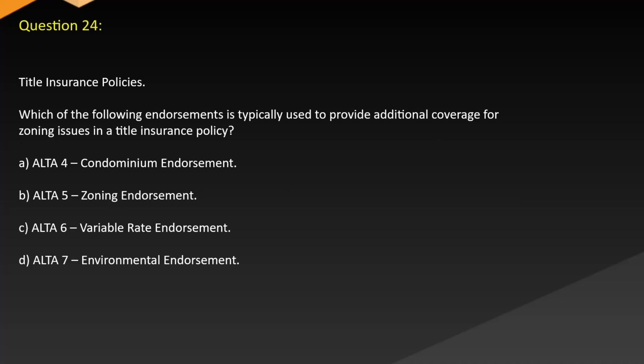Question 24. Title insurance policies. Which of the following endorsements is typically used to provide additional coverage for zoning issues in a title insurance policy? A. ALTA 4. Condominium endorsement. B. ALTA 5. Zoning endorsement. C. ALTA 6. Variable rate endorsement. D. ALTA 7. Environmental endorsement.